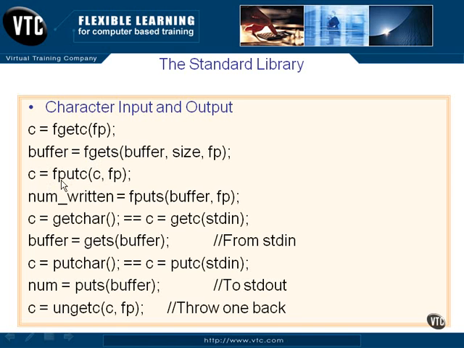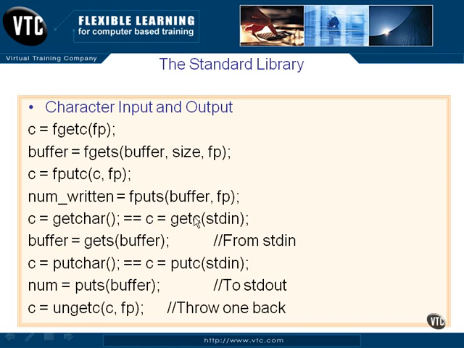fputc does a file put character. It returns us back the character that it writes. We give it the character to write and where to write it, the file pointer to put a character to. fputs takes a string buffer, writes it out to a file pointer, and returns an integer of how many characters it wrote. C equals getchar with no parameters is exactly the same as C equals getc from the standard in. These two are identical.